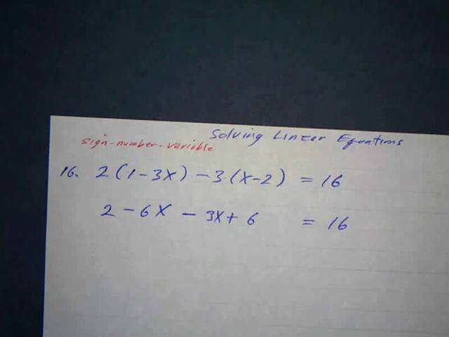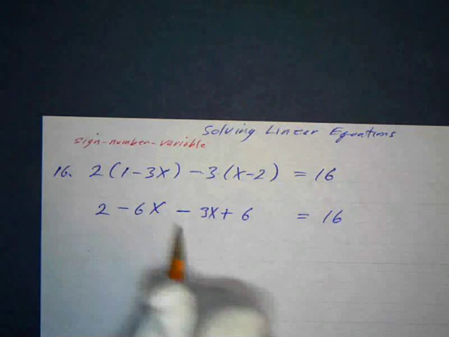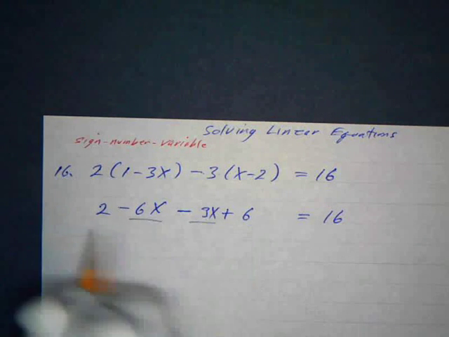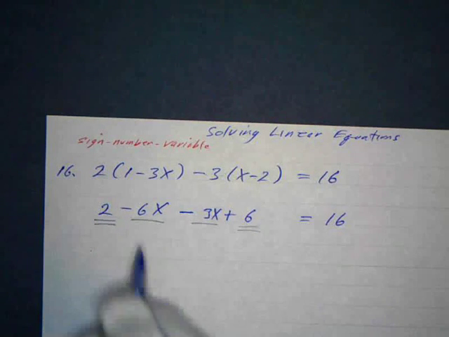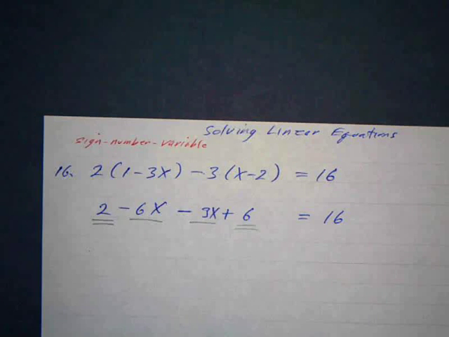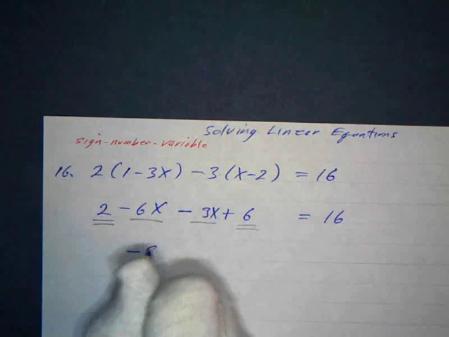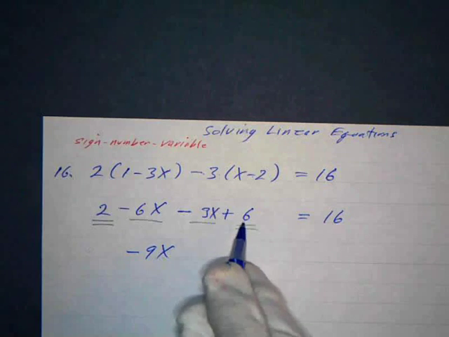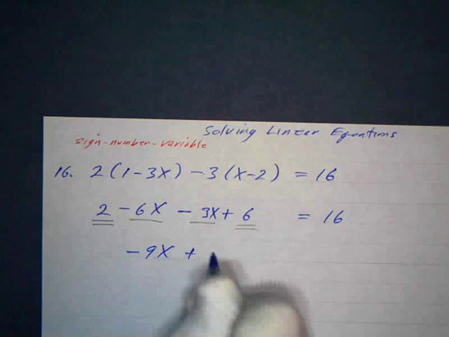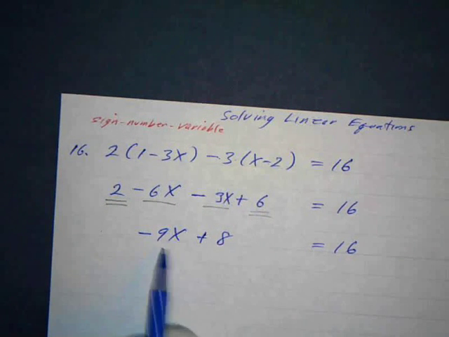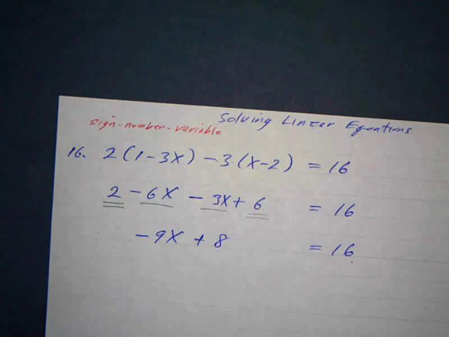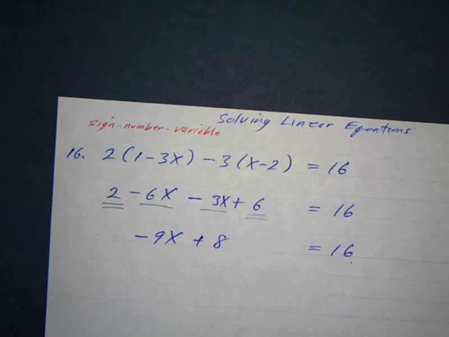Okay? All right, and then I've got some variable terms, a negative 6x and a negative 3x, and I've got some numerical terms. So these are my like terms, so I want to combine those. A negative 6 and a negative 3 is a negative 9x. And a positive 6 and a positive 2 is a positive 8. And that equals 16. So now I've got variable, number, number. And that's one of the two-step equations we saw earlier. Okay, so I hope this is clear how we remove these parentheses and simplify.